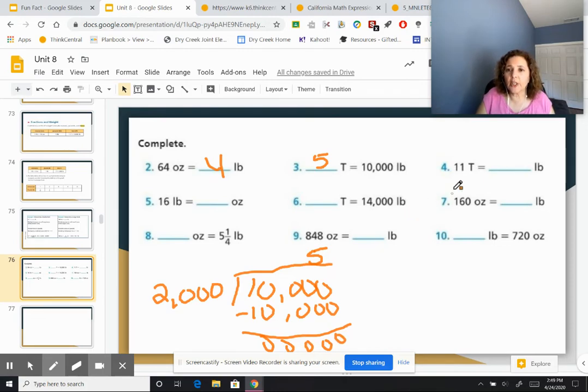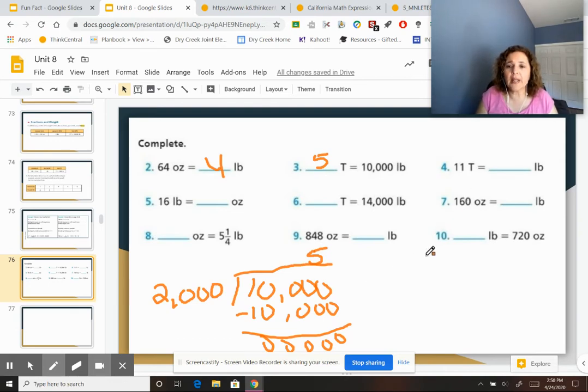Okay, let's look at number 4. 11 tons is equal to how many pounds? I know ton is the biggest, so I know I'm going from bigger to smaller, so I multiply. So how many pounds are in a ton? If you said 2,000, you are correct. So I need to multiply 11 times 2,000.